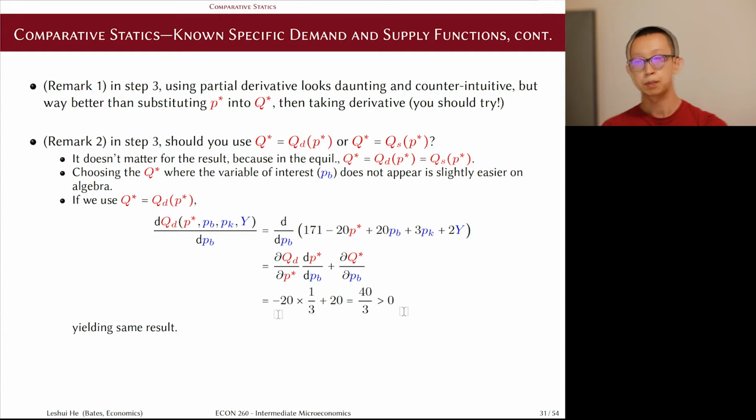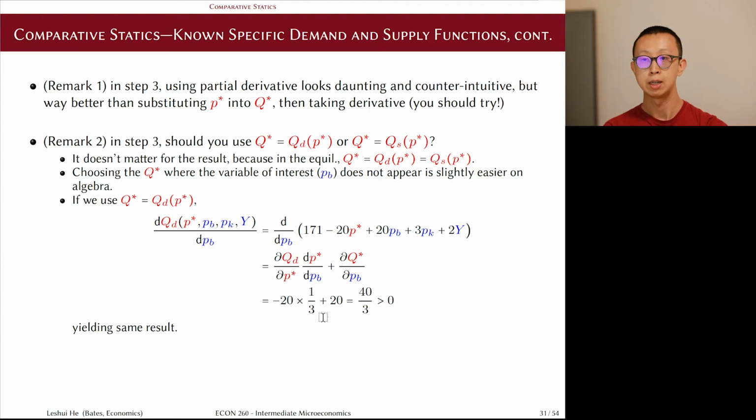So now, looking at the combined results, what we have is the following. When equilibrium price increases by $1, quantity demanded will drop by 20 units. And that's moderated by the effect of PB on the equilibrium price, which we know is $0.33. But that's only the first channel.